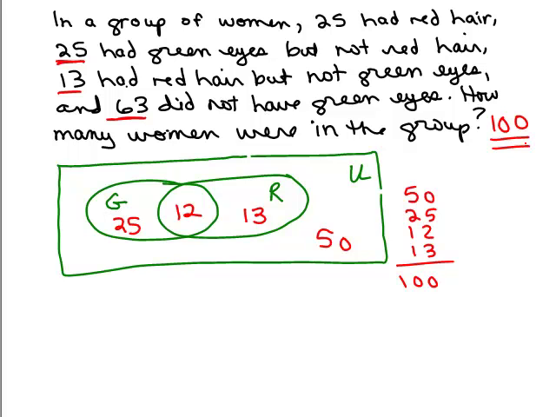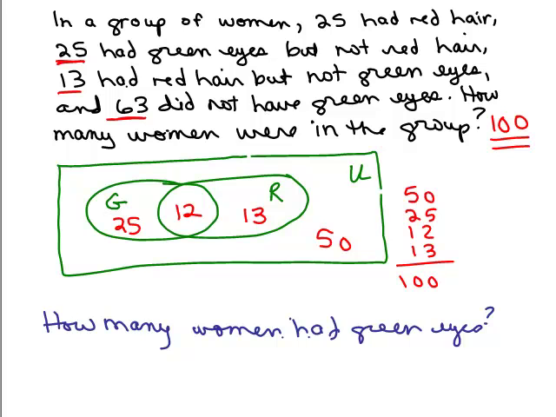Now I could have asked a different question. I could have said, how many have green eyes? Let's ask that question. Can you look at the picture and figure that out? How many women had green eyes? Okay, well, we would look in this circle for G, and we've got 25 plus 12, together. So the answer to that one would have been 37. So a number of questions could be asked. I just happened to ask how many women were in the group.